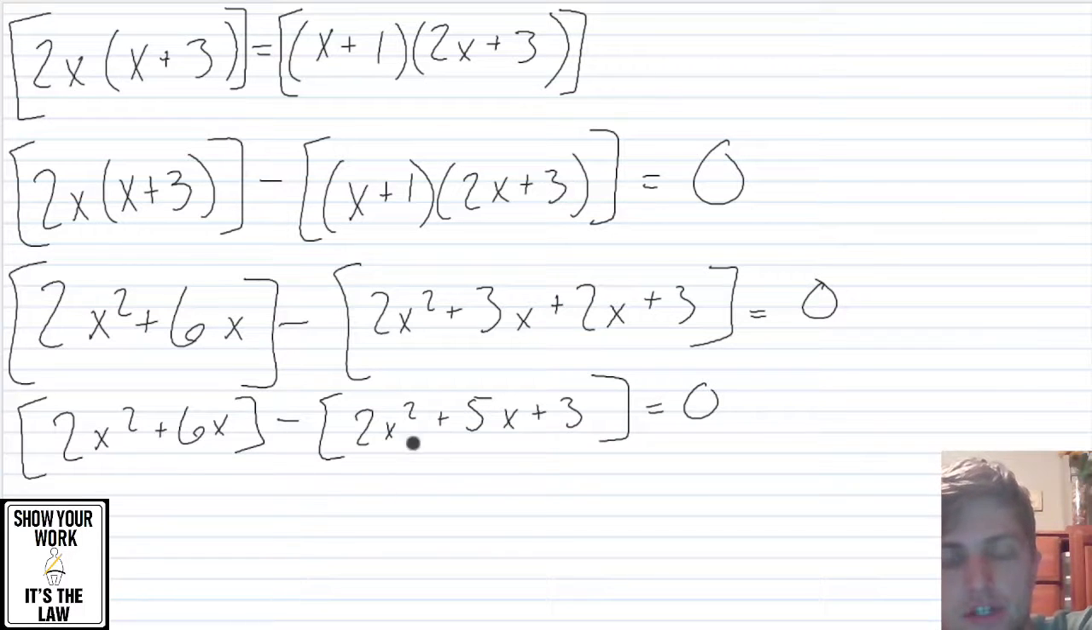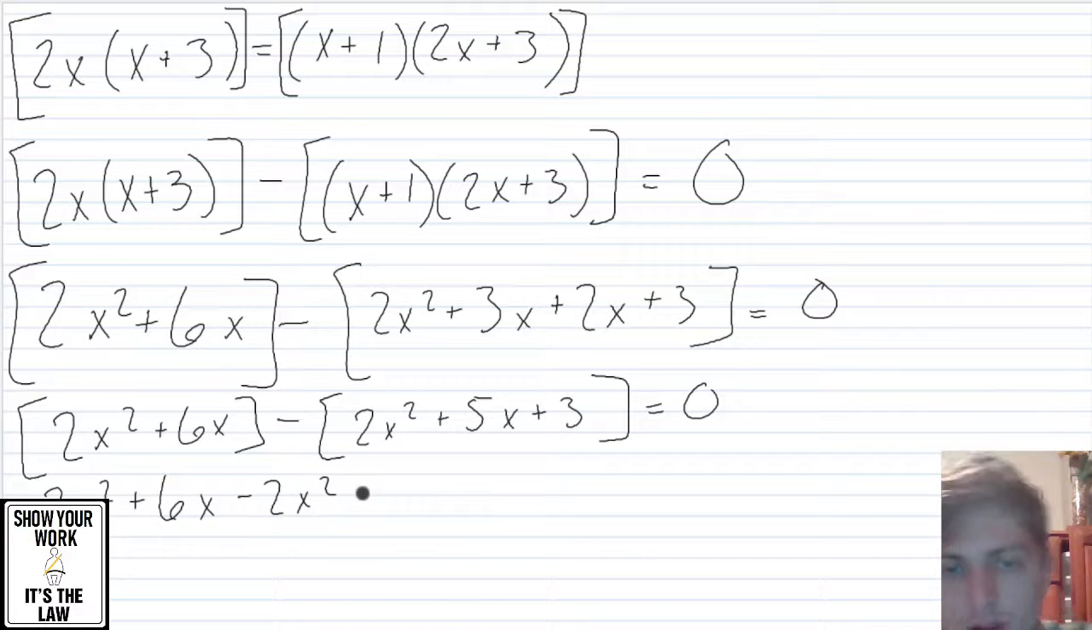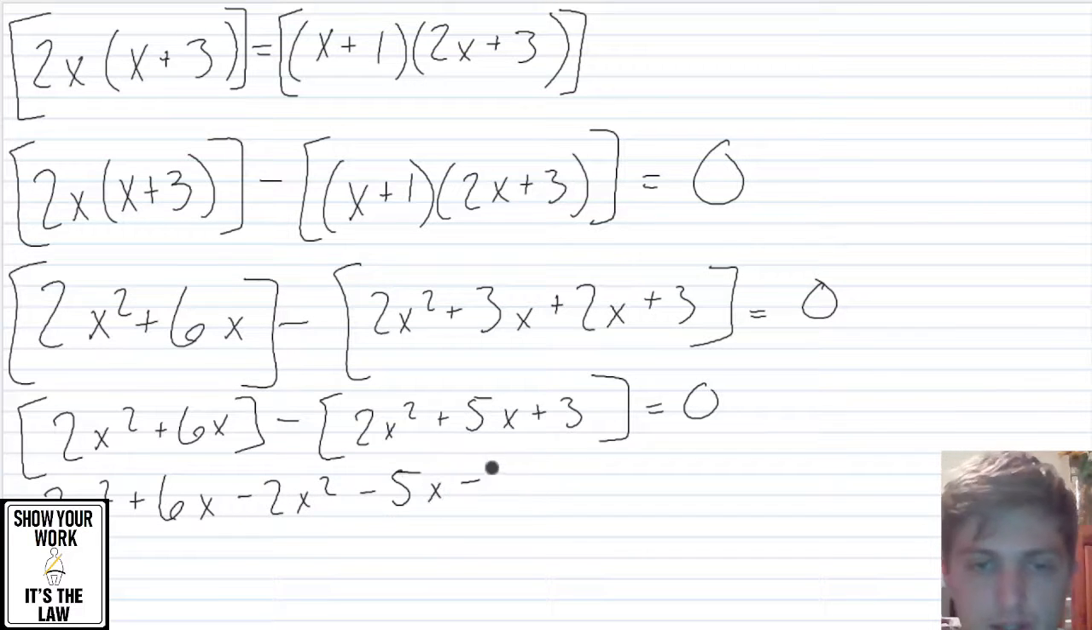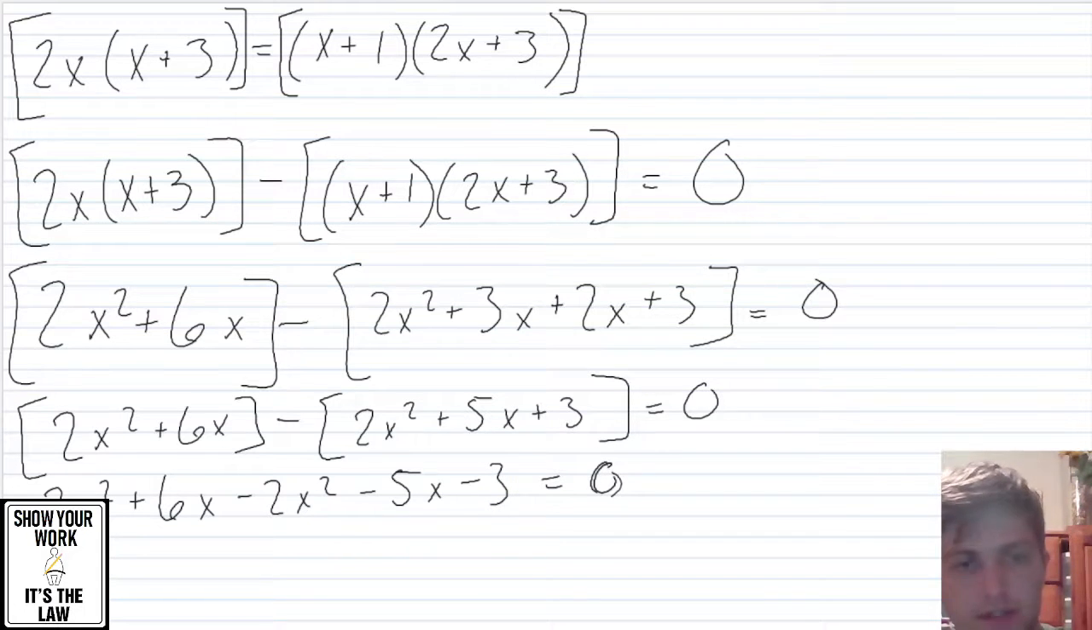And then we can distribute the negative through. We have 2x squared plus 6x. We can drop braces after we distribute. So negative 2x squared minus 5x minus 3 equals 0. Can you still see down there? Oh, no. Okay. This is a 2x right here. I know you can't see it, but it is.